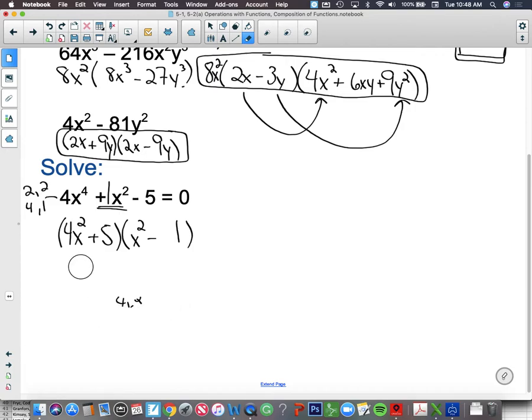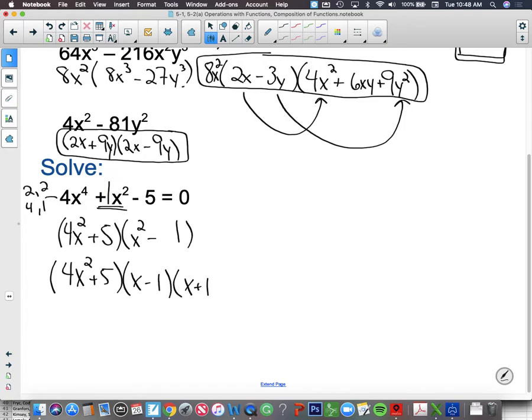Then you got to ask yourself after that, since we still have squares floating around, can you break any one of these apart? Okay, that's 2 squares being added, can't do anything. That's 2 squares being subtracted, so that's difference of squares. So that one breaks down. So this front one stayed the same. Back one breaks down to x minus 1, x plus 1.